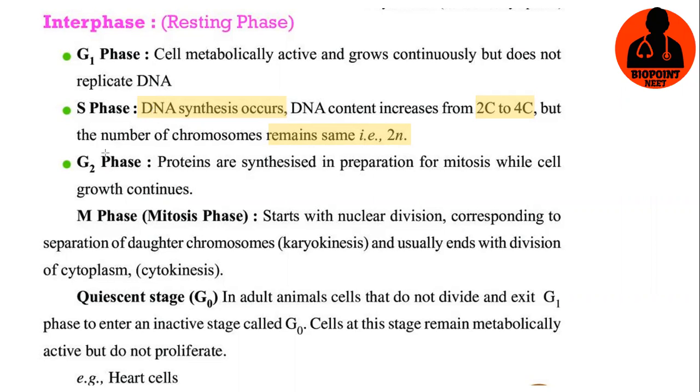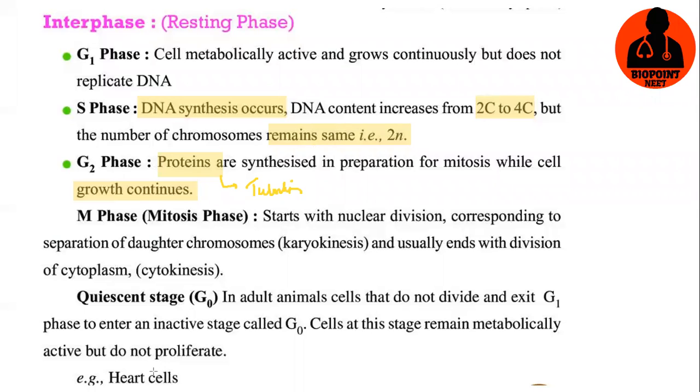G2 phase. Proteins are synthesized in preparation for mitosis while cell growth continues. In G2 phase, final preparations for M phase take place. That is, special proteins and other materials required for M phase are synthesized in this G2 phase. For example, if we name such a protein, it is tubulin protein. It is synthesized in this G2 phase.